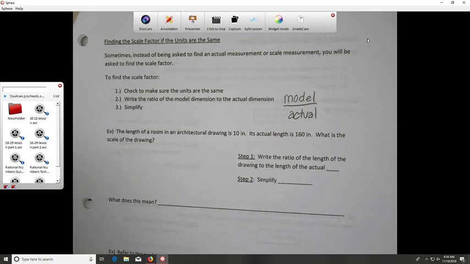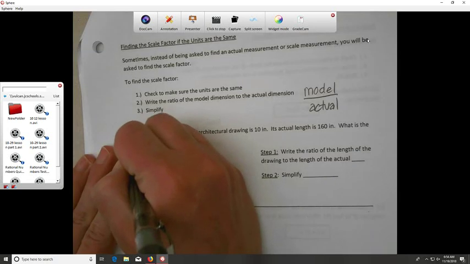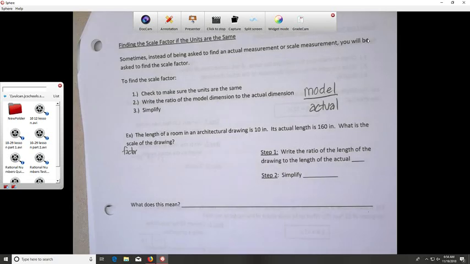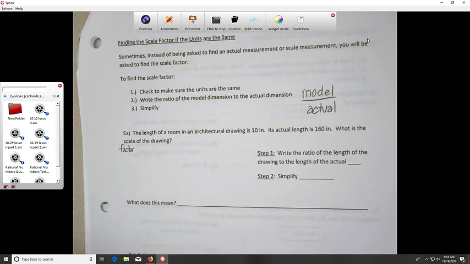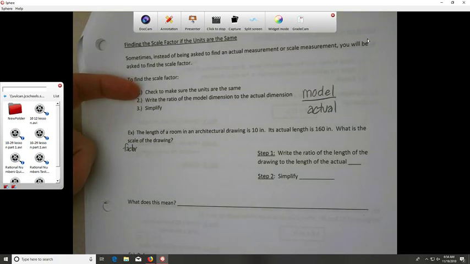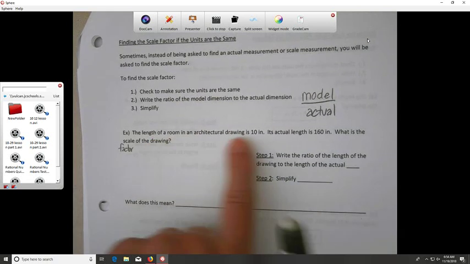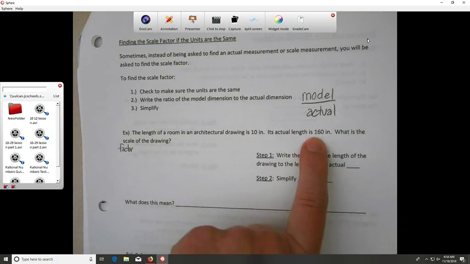So the first example says the length of a room in an architectural drawing is 10 inches. Its actual length is 160 inches. What's the scale of the drawing? And that should actually say scale factor. What's the scale factor? So the first thing we do is check to make sure that the units are the same. If I look, it says the drawing is in inches, the actual is also in inches.